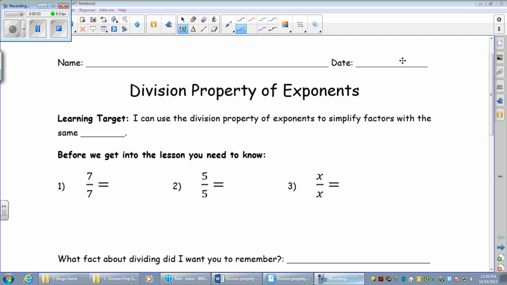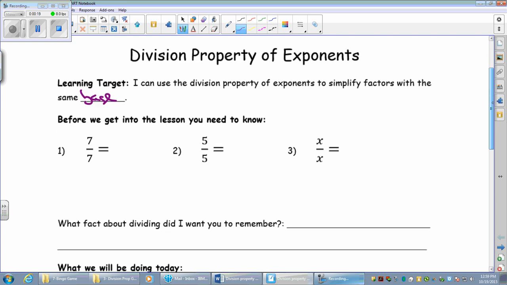Alright guys, so here are my notes on the division property of exponents. It's going to be similar to yesterday when we multiplied, but today we're going to be dividing. My learning target is I can use the division property of exponents to simplify factors with the same base. So things are going to have the same base today when I simplify them.